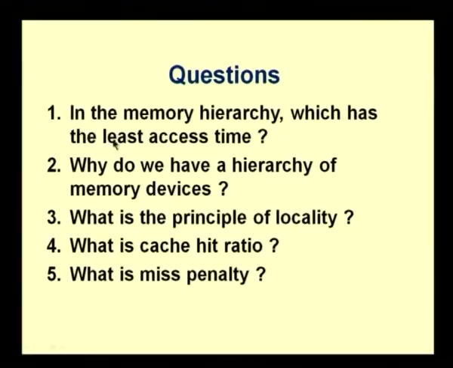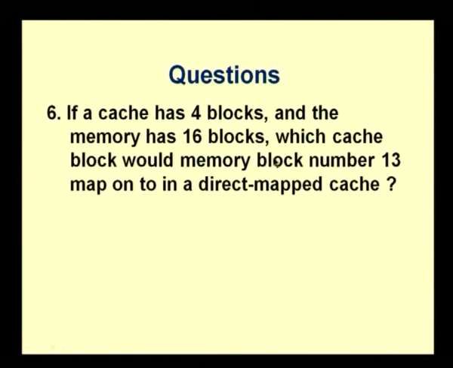A set of questions to review the contents of today. Question number 1, in the memory hierarchy, which has the least access time? Question number 2, why do we have a hierarchy of memory devices? Question number 3, what is the principle of locality? Question number 4, what is cache hit ratio? Question number 5, what is miss penalty? Question number 6, if a cache has 4 blocks and the memory has 16 blocks, which cache block would memory block number 13 map onto in a direct mapped cache?